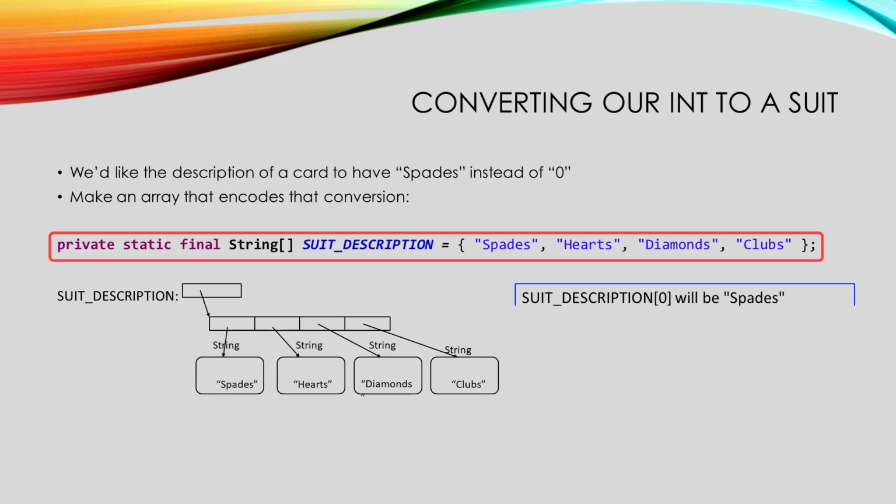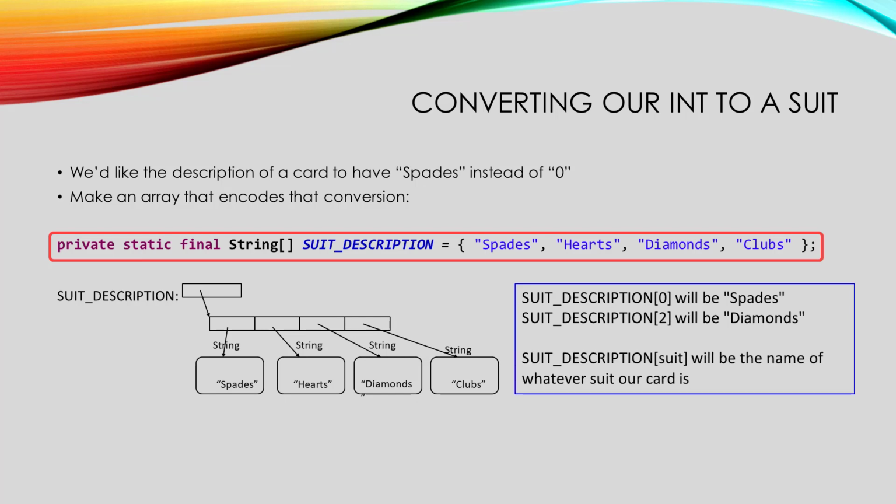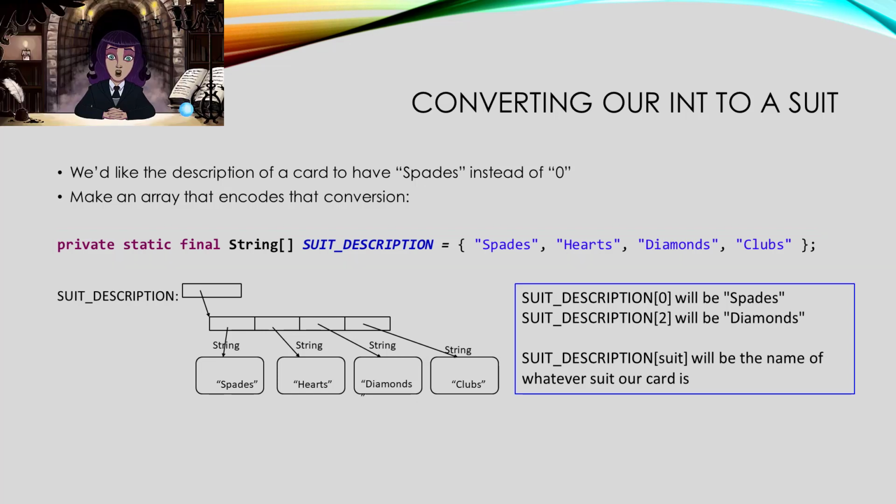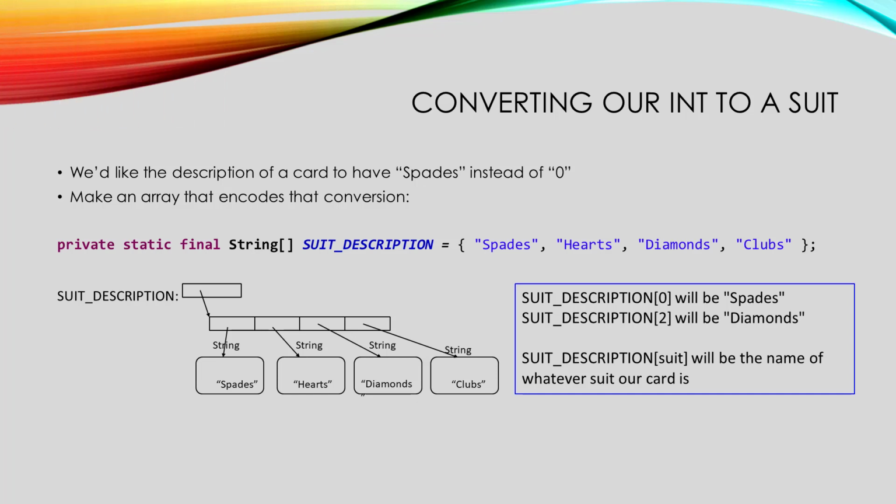If we index suitDescription by 0, we will get the string spades. If we index it by 2, we'll get the string diamonds. So if we index it by the instance variable holding the suit of the current card, we'll get the name of whatever suit our card is supposed to be. So if the instance variable holds a 3, we get clubs. See the magic? It's remembering that 3 means clubs, so I don't have to. That is pretty cool. The lab will lead you through a similar conversion for the face value. Eventually, your toString will be smart enough to say things like King of Clubs.